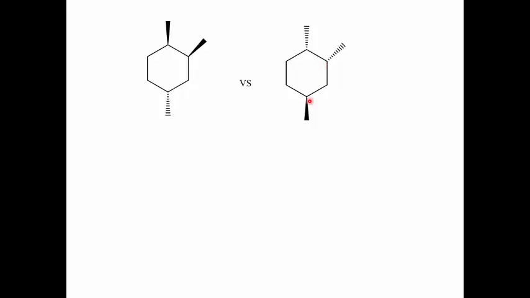Then we go to the last chirality center. In the first molecule, that one's down, and in the second molecule, that one's up. So as you compare, we can see that in the two molecules, all of the corresponding chirality centers are different. That would make these two molecules enantiomers.